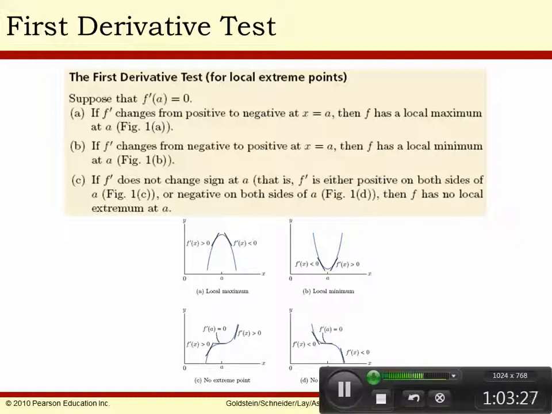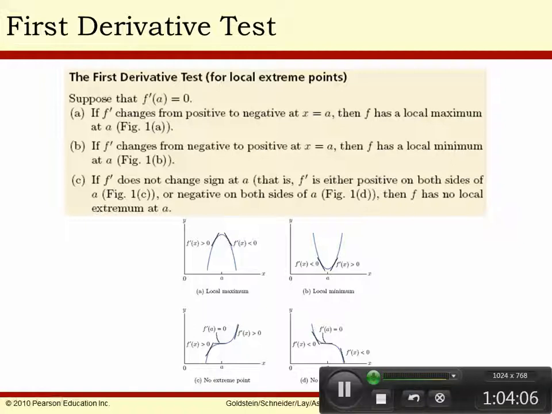The first derivative test. Suppose that f prime of a is equal to 0. Okay, and this is exactly what we talked about. First, we're going to have the second derivative test also, which is going to give us the same information. So if we look at a point A, the derivative is 0 there. If we move a little bit to the right and it's negative, or if we move a little bit to the left and the slope is positive, it means we're going to have a maximum there.